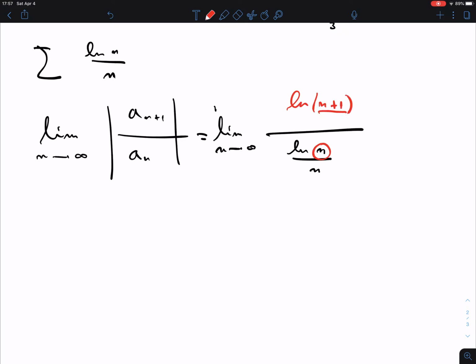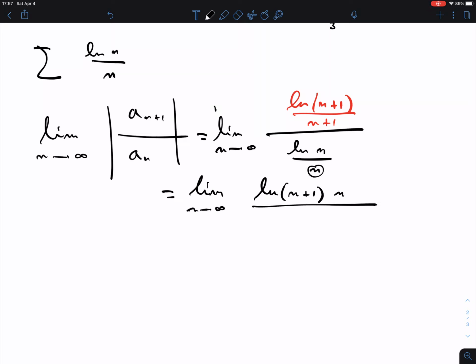This n has to be replaced by n plus 1, and since it's a sum again, I put parentheses around it. Okay, and then the bottom becomes n plus 1. So this is the limit for n going to infinity. Let's ln plus 1 goes in the numerator. I hope you see that also this n goes into the numerator, and in the denominator we get this n plus 1 here, this one, and then the ln of n as well.